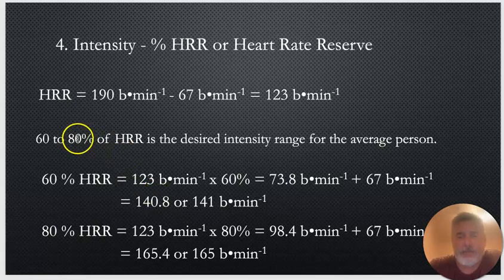Let's do that for the high end of the range, which is 80%. So 80% of heart rate reserve equals 123. We calculated that first, times 80%, and that equals 98.4. Then we're going to add resting heart rate back in, 67 beats per minute, and we get 165.4 or 165 beats per minute. This is part of your individual training program. So knowing how to do this, save this example. I actually have this PowerPoint for you, so you don't necessarily have to go back through my lecture to view this.